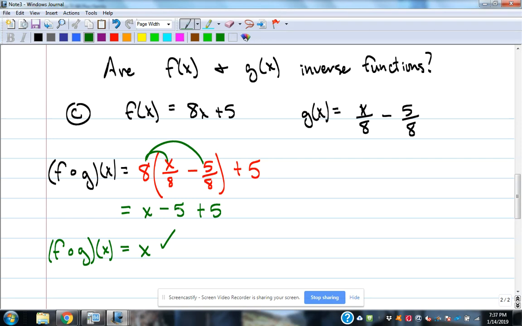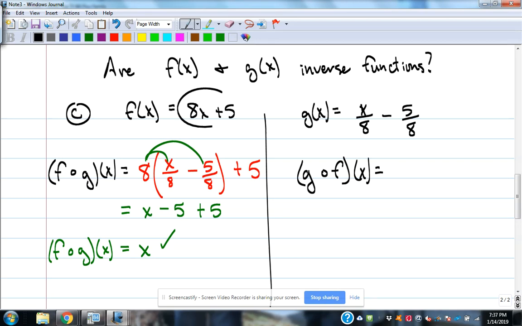It should work in the other direction, but I need to verify it. Okay, so we're going to do g composed with f of x. Okay. So that means we're taking which one into which one? F into g. So we're taking this stuff and putting it here. Okay, so we have 8x plus 5 over 8 minus 5 over 8.